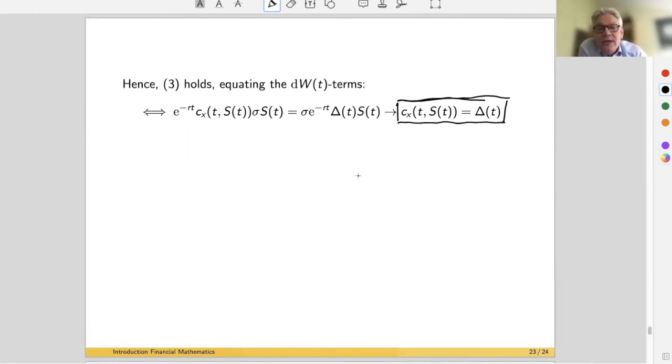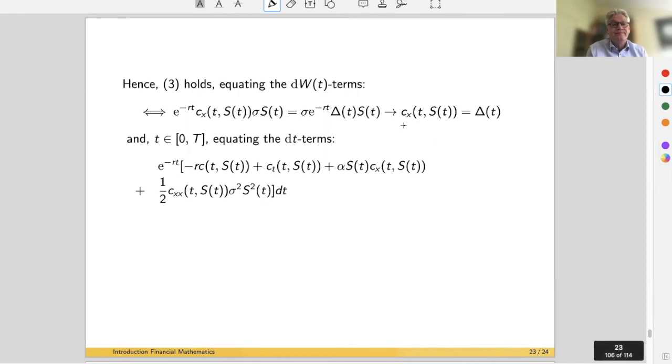And mind you, this tells us that the first derivative of the call option value at any time t and S_t should be equal to the number of stocks in that portfolio. This is basically what this implies.